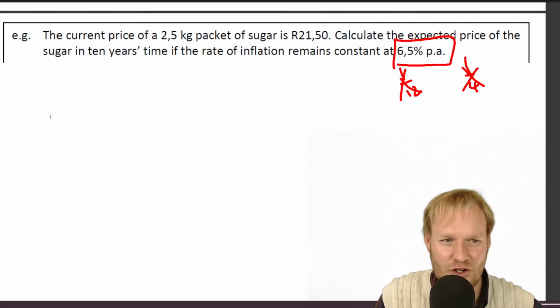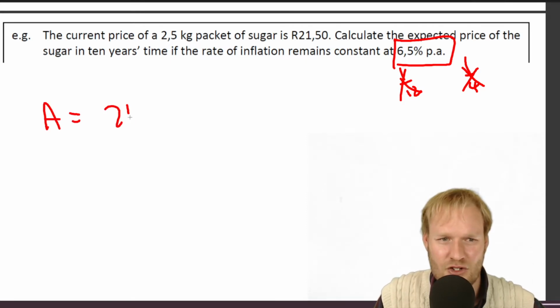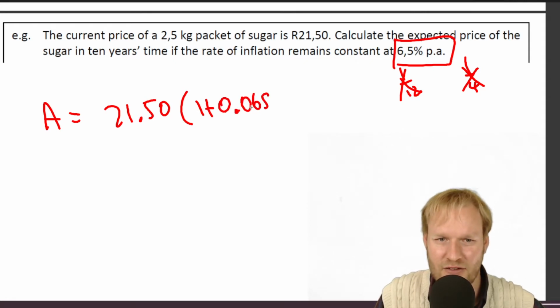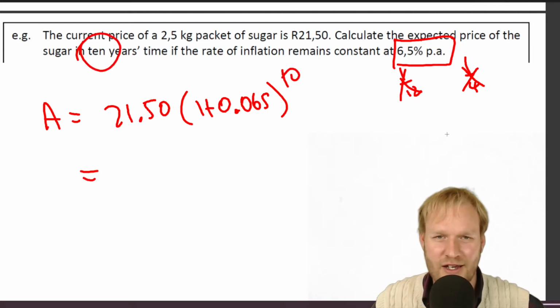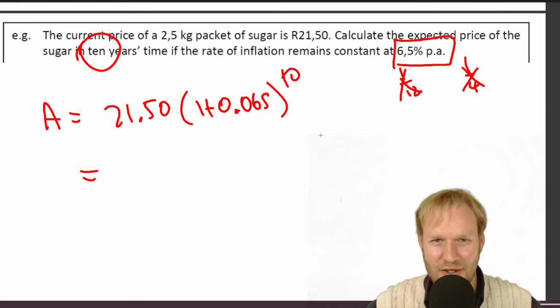So we just need to go, well, our future value will be 21 Rand 50 cents, times 1 plus 0.065 to the power of 10 years. Go for it in the calculator and see what you get. I don't have my calculator out, so none of that.